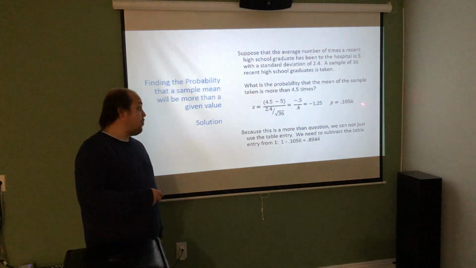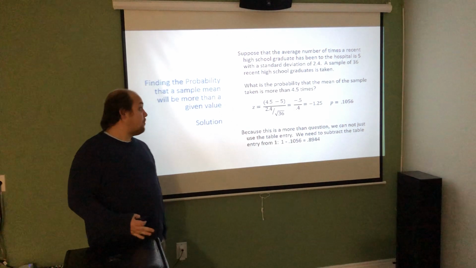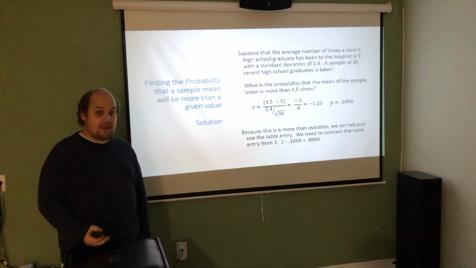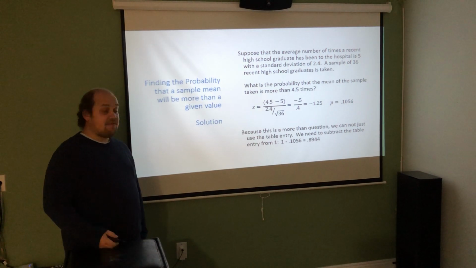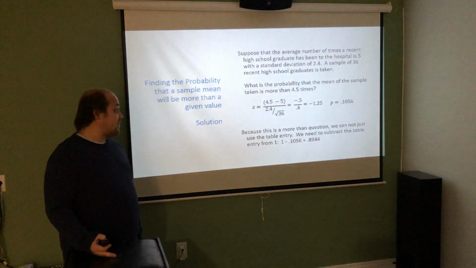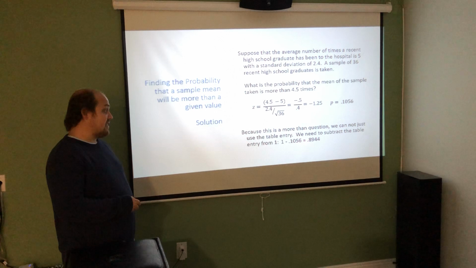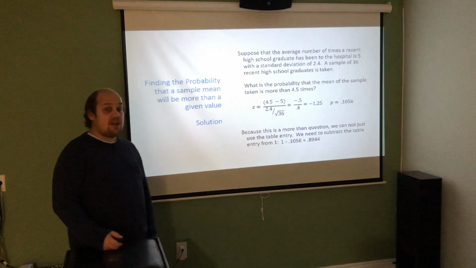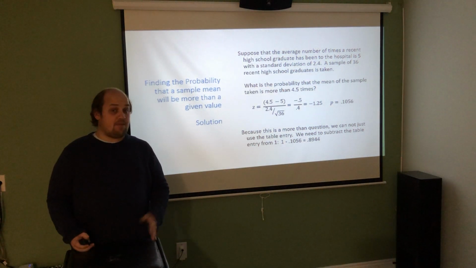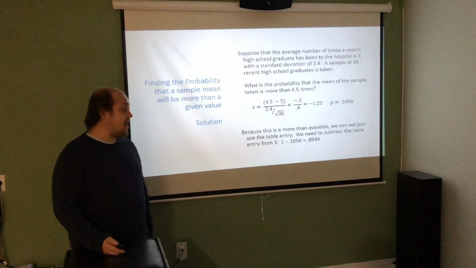That z-score points me to 0.1056, which really says the probability of getting less than 4.5 times as the mean of my sample is 10.56%. Since we want more than 4.5 times, we do 1 minus that 0.1056 to wind up with 0.8944, or 89.44% of the time. Our sample of 36 students would have gone to the hospital on average more than 4.5 times.